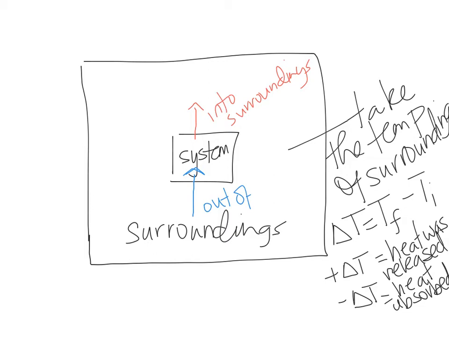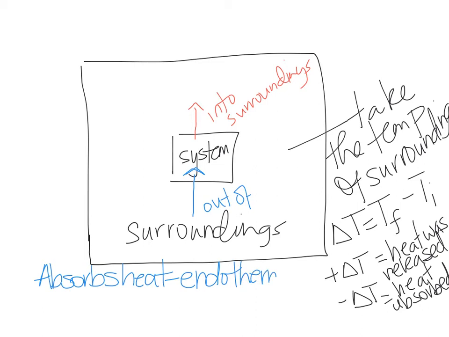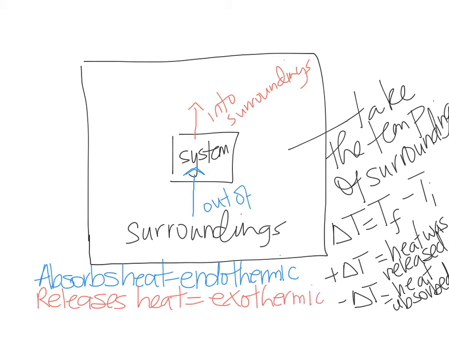Now, if a system absorbs heat, the system is said to be endothermic. It takes energy in. If the system releases energy or releases heat, it is said to be exothermic. It releases heat and the temperature of the surroundings will increase.